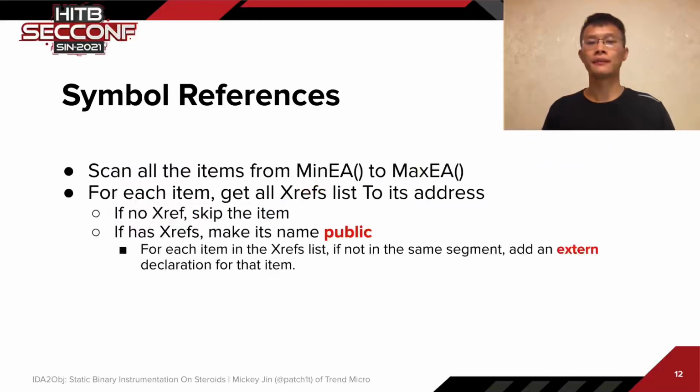So this is the processing logic. First, scan all the items from minimum address to maximum address. For each item, get the cross-reference list to its address. If there is no cross-reference, skip the item. Otherwise, make the name public. For each item in the cross-reference list, if it is not in the same segment, add an external declaration for that item.